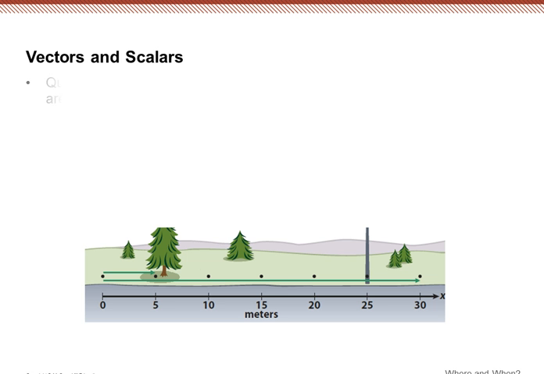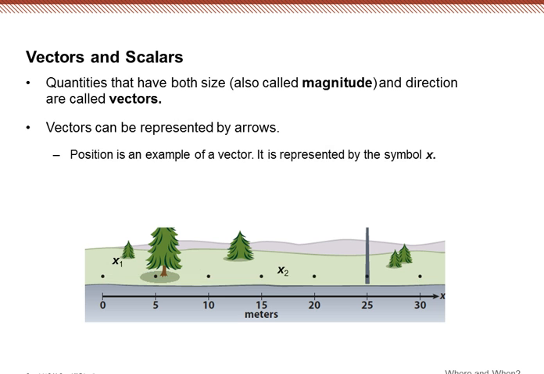When we talk about vectors and scalars, we say that quantities have both size and direction. The size we call magnitude, and the direction is going to tell us, is it right, left, up, down, north, south, east, west, maybe at an angle. That direction, when it's coupled with a magnitude, gives us a vector. Vectors have both magnitude and direction, and vectors can be represented by arrows.